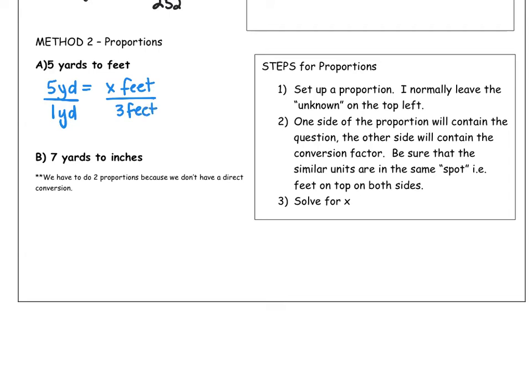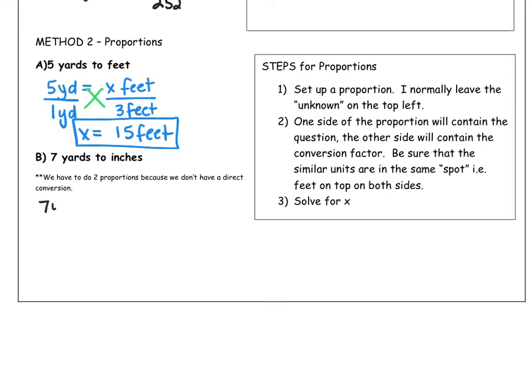There's lots of ways you can set up proportions. And then we cross multiply. So when I do that, X times 1 is X. 5 times 3 is 15. So I have 15 feet. Okay, go ahead and do that. We can also go yards to inches. The problem here is that because I don't have that direct conversion, I do need to plan it out, and I'm going to have to do more than one calculation.